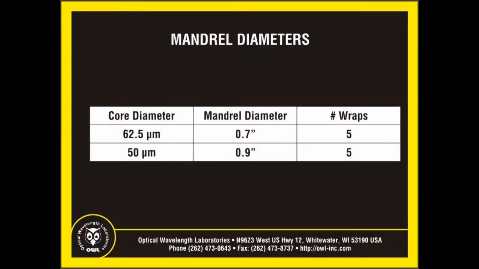Since multimode fibers come in two common core sizes, each core size requires a different mandrel diameter. According to most popular cabling standards, the official mandrel diameter is 0.7 inches for 62.5 micron core and 0.9 inches for 50 micron core, each requiring 5 non-overlapping turns on the mandrel. Some companies have developed officially sized mandrels specifically for this purpose. Here's an example of a mandrel.